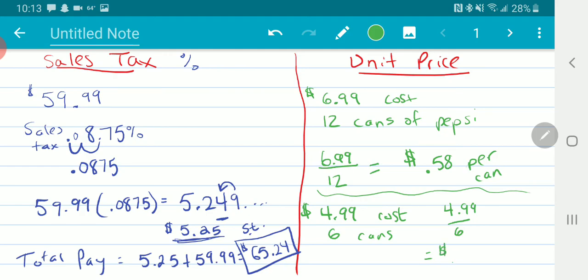So if we want to know what my better buy is, you always want to pay less. So the better buy in this case is going to be going with that 12 cans of Pepsi. So this is my better buy here, because that 58 cents is cheaper than the 83 cents.